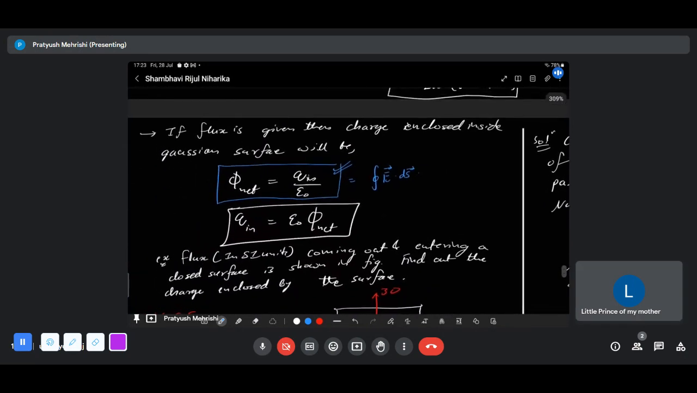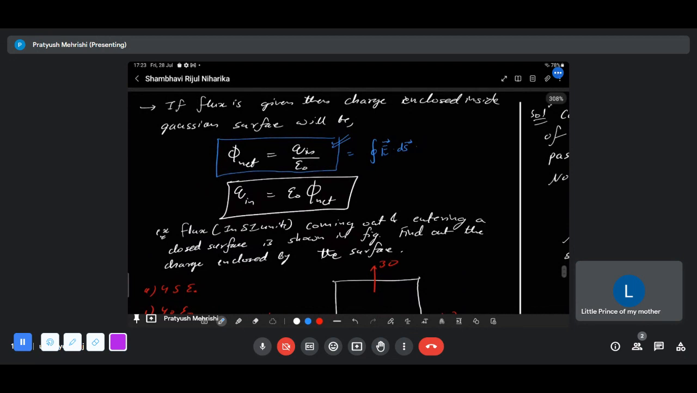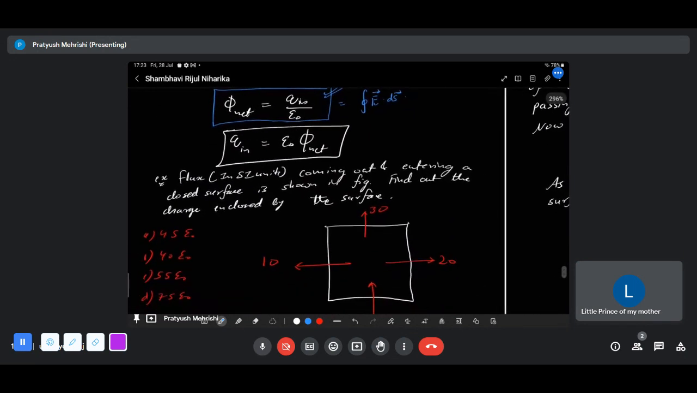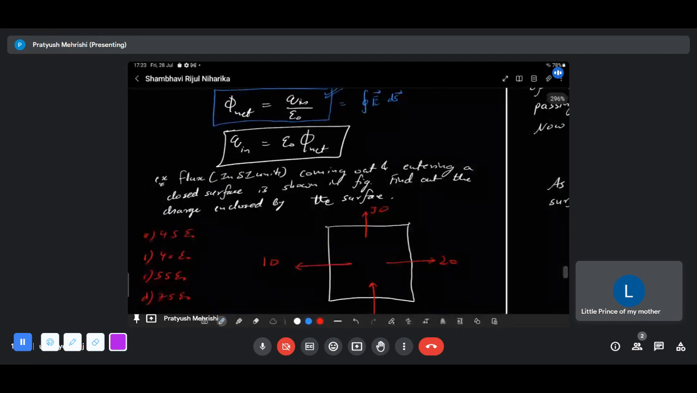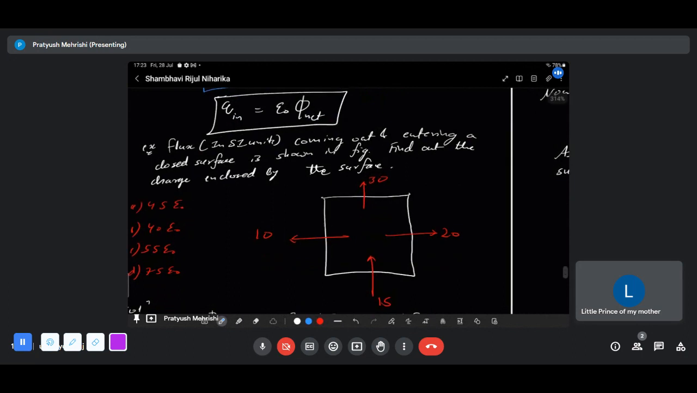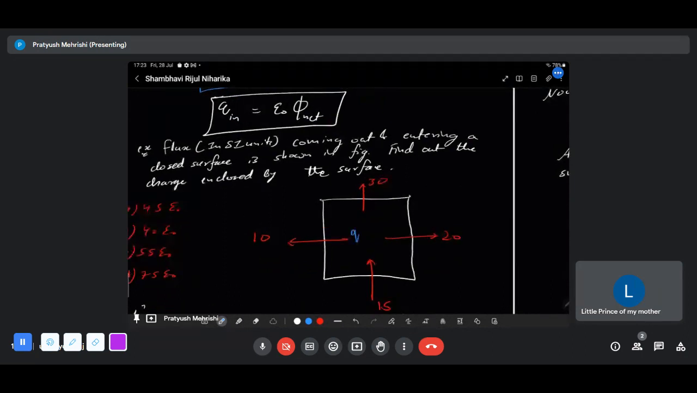Copy. Okay then. Try solving this example. Flux coming out of and entering a closed surface is shown in the figure. Find out the charge enclosed by the surface. How much charge is inside the surface? This charge you must calculate. Calculate it now.